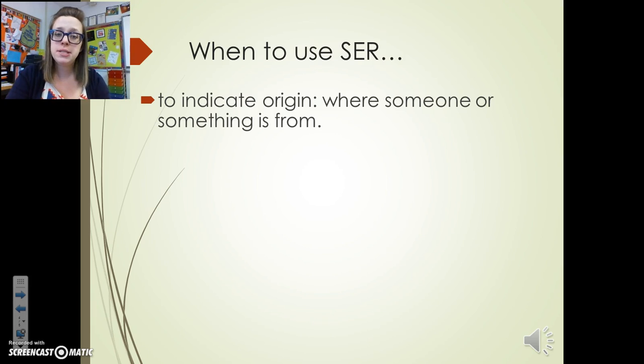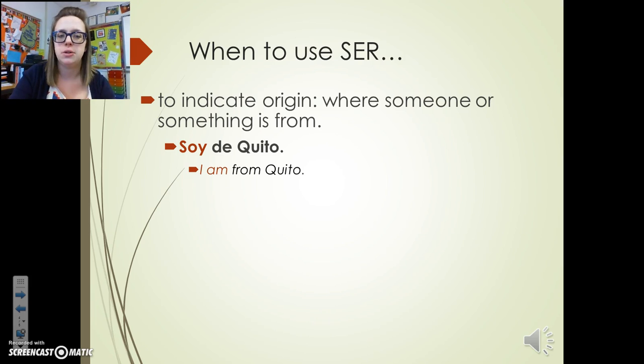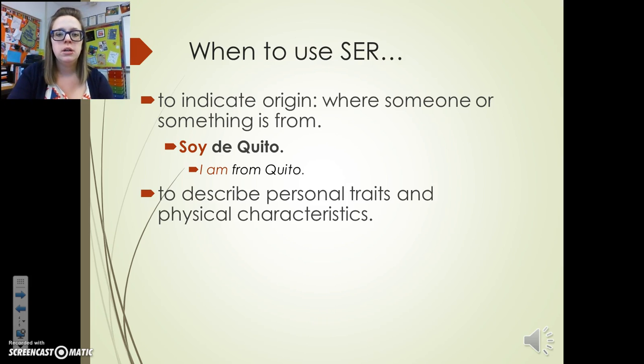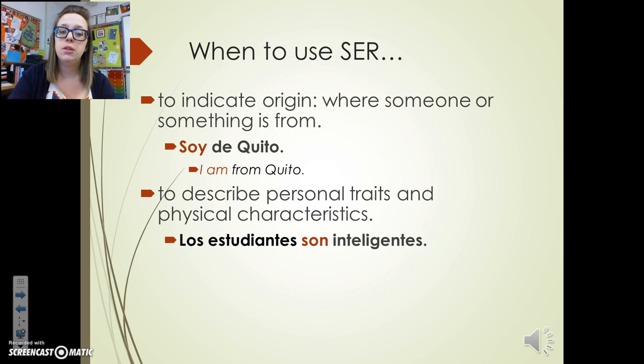So when you use ser, you're going to indicate origin. Okay, so anytime you're wanting to say where someone is from or something is from, you're going to use ser. Soy de Quito. I'm from Quito. Okay? You also will use ser to describe personal traits and physical characteristics. So, los estudiantes son inteligentes. The students are intelligent. Okay? Intelligent is a characteristic or trait.